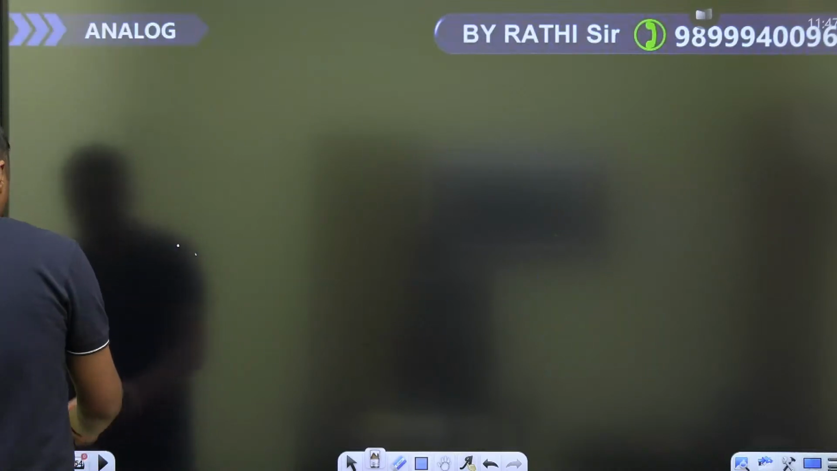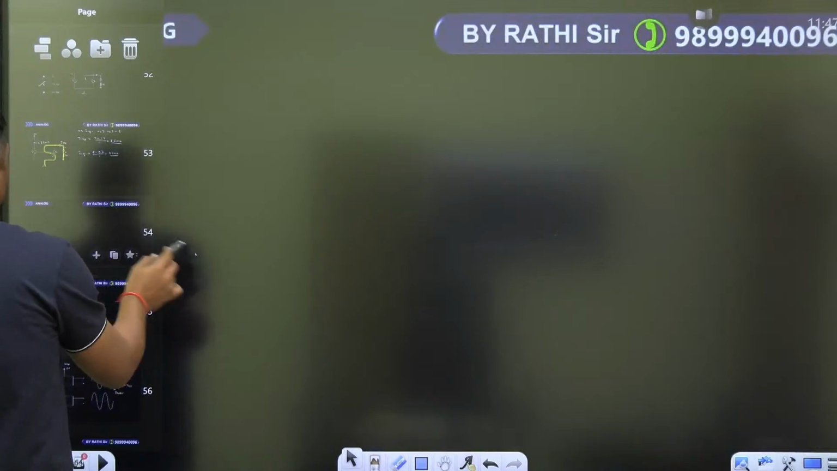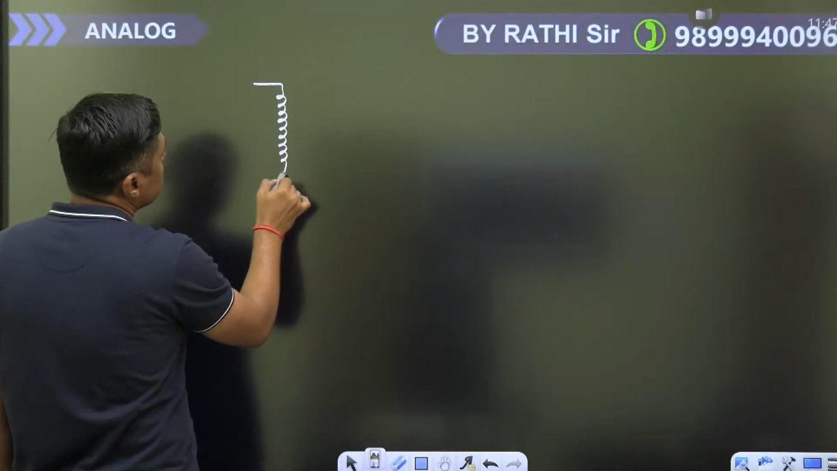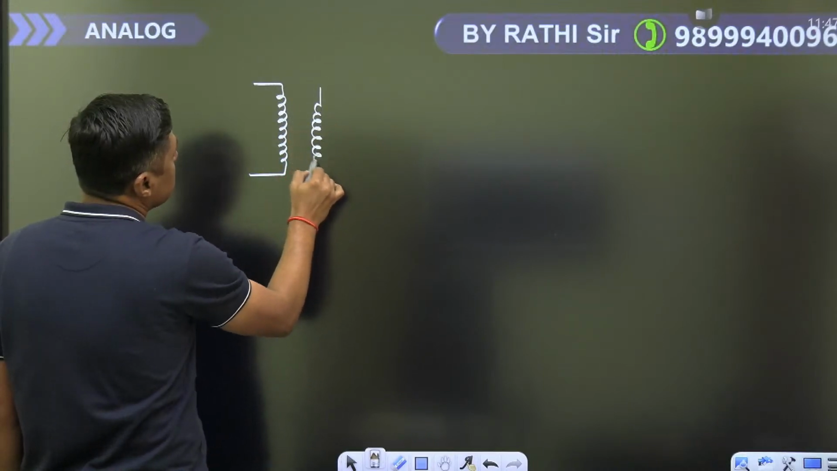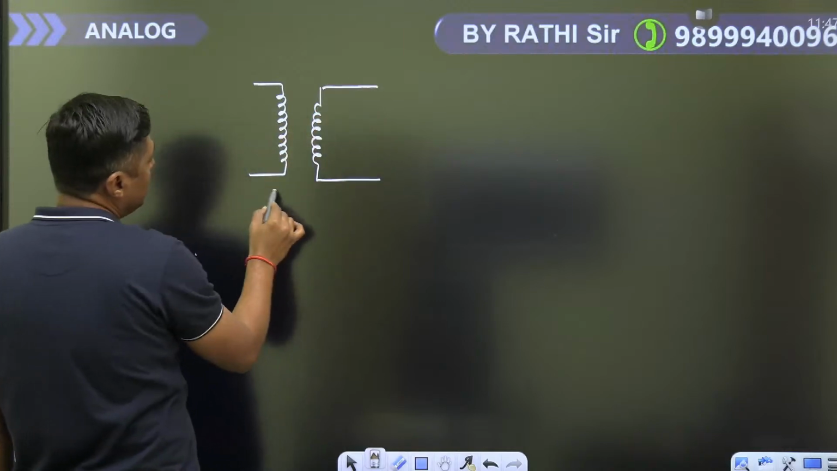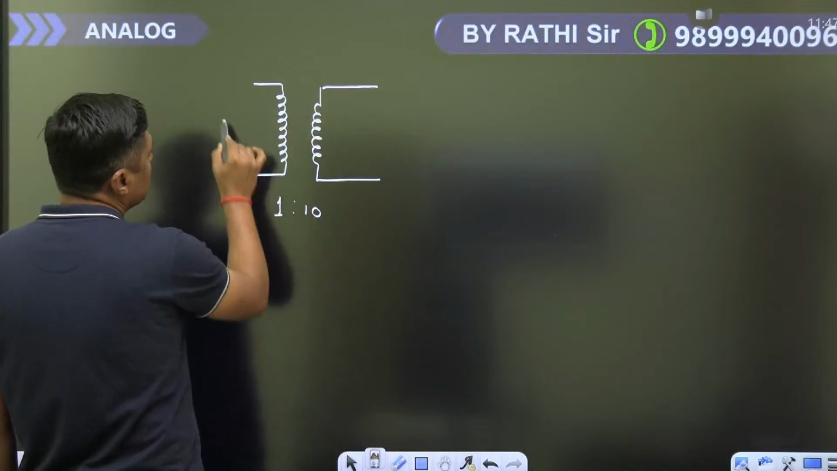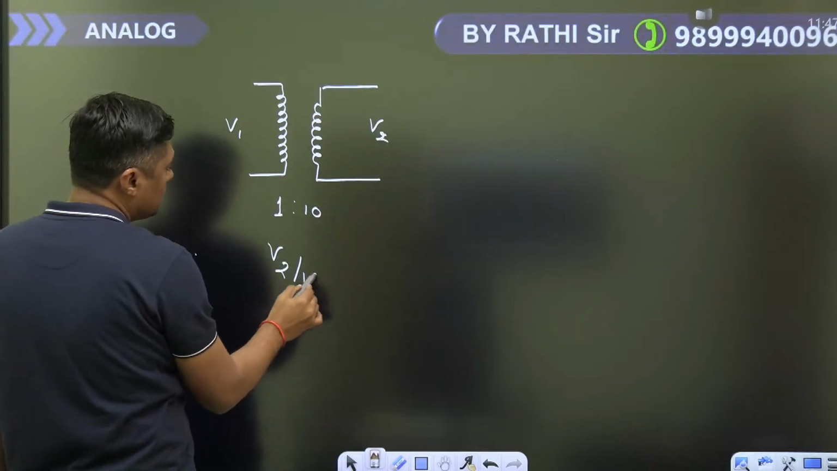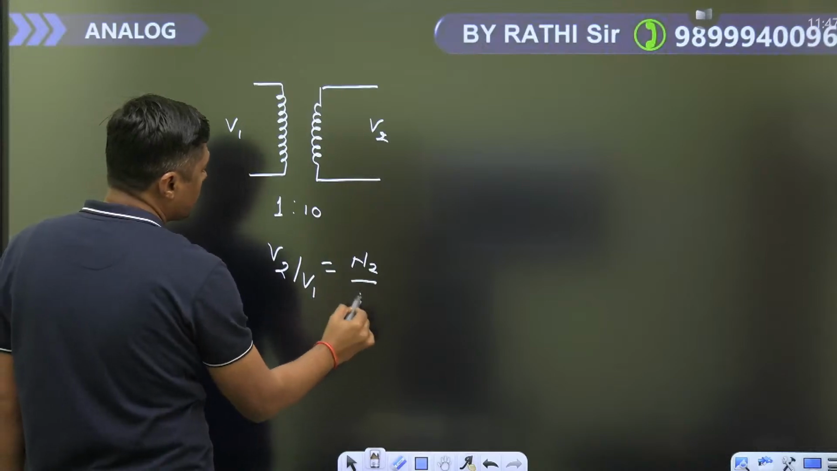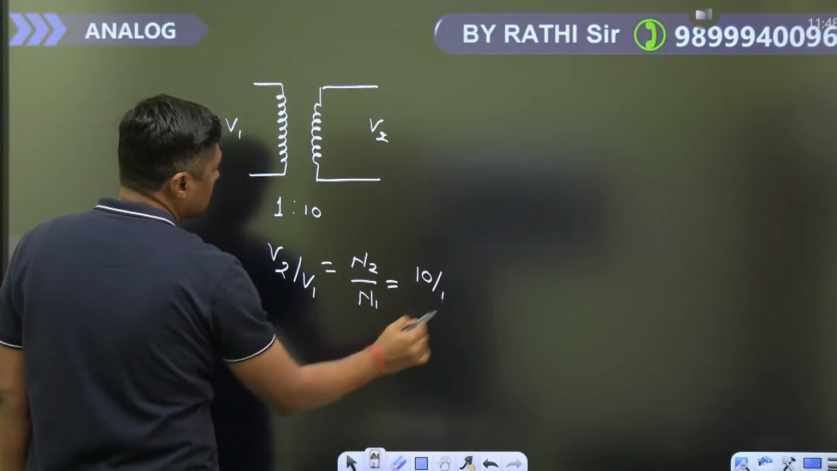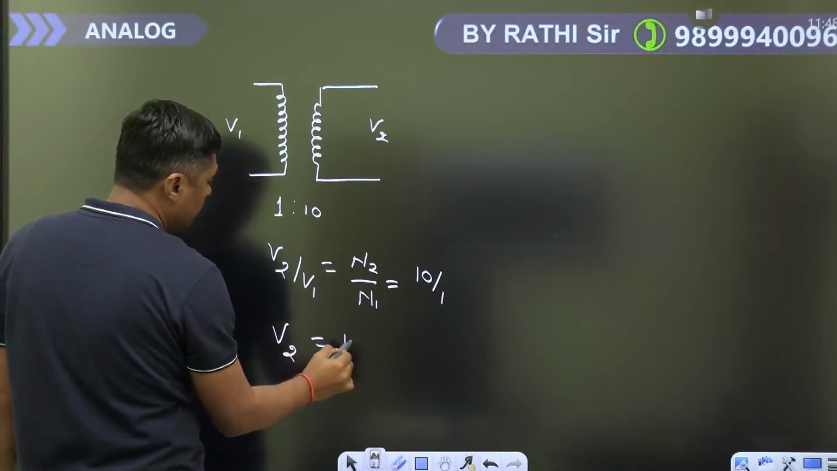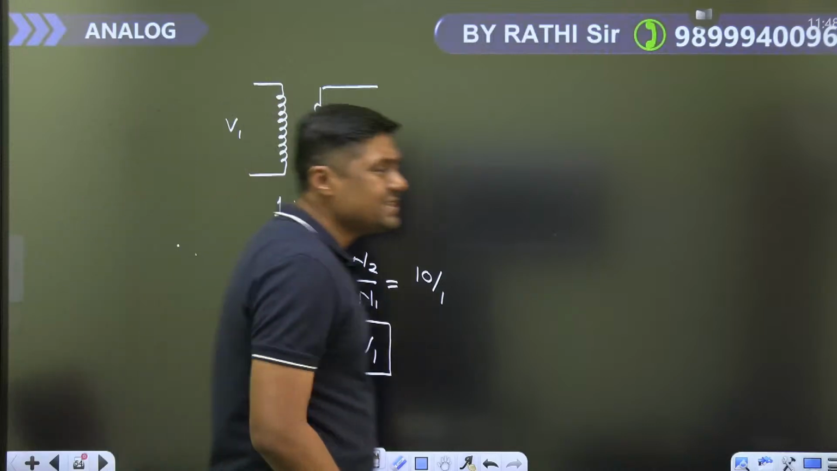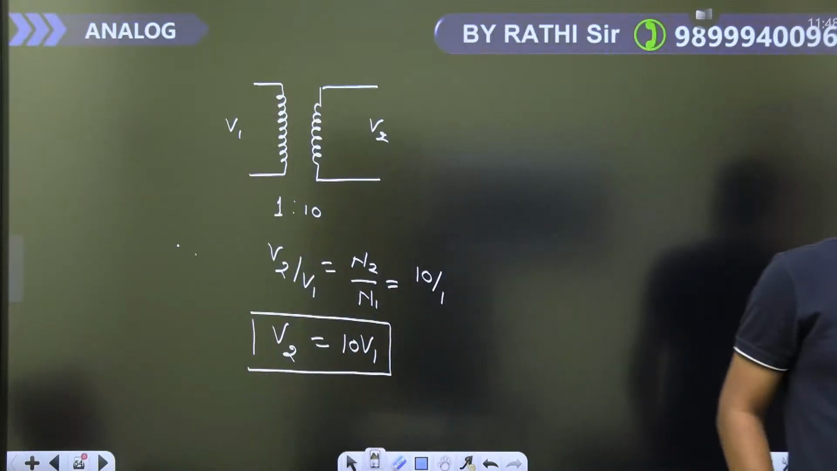Can you tell me, what about the transformer? Is it an amplifier? For example, this is the transformer. The turn ratio is 1:10. This is the voltage V1, this is the voltage V2. So V2 by V1 is equal to N2 by N1 is equal to 10 by 1. That's why V2 is 10 times V1. Is it an amplification? Yes or no? Output voltage is 10 times the input voltage.